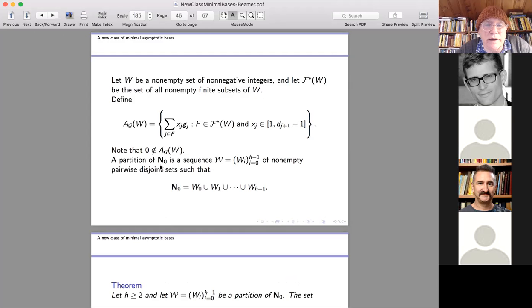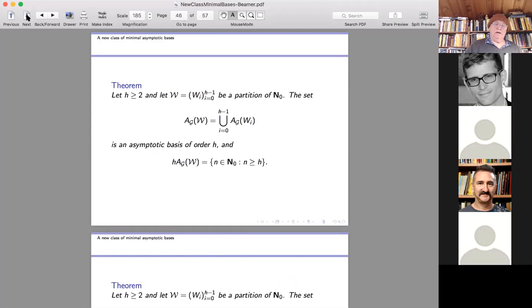So we take the non-negative integers, we partition them into H non-empty pairwise disjoint sets. And for each of those sets, we can construct the corresponding set A sub G of W. And we take the union of those A sub G of W's. It is not a basis of order H, but it is an asymptotic basis of order H. And in fact, when you take the H-fold sum of this set with itself, you get every number n greater than or equal to H.